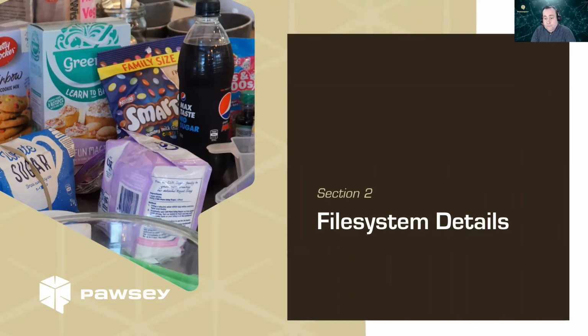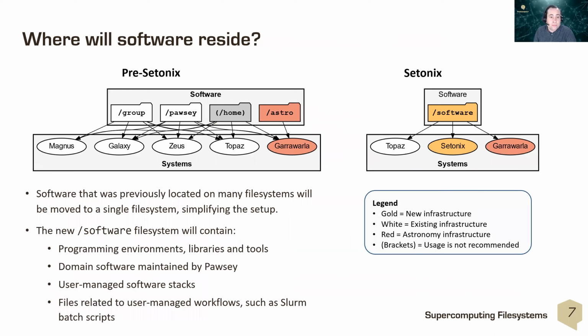In terms of some more details of these file systems, in terms of that software, this is a more detailed diagram of where that software may have lived previously and how it was accessed by all the different systems that mount those file systems. We're moving towards a slightly cleaner system where software should all live in that /software file system. And we also have a fewer number of systems that will be accessing that.